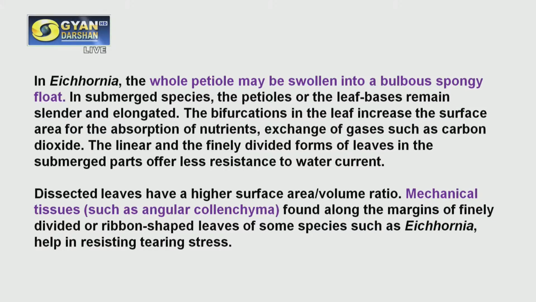Angular collenchymatous tissue is found along the margins of finely divided or ribbon-shaped leaves of some species such as Eichhornia, which helps them to resist the stress, because water current is there and they have to resist that water current. So that is also imposing some kind of stress on the plant.